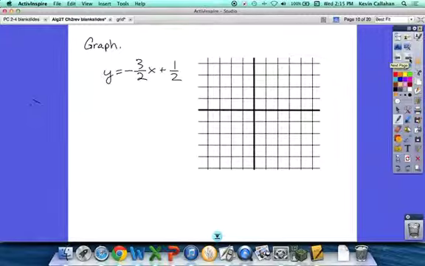Graph a line. Again, this could have been a quiz question, right? Graph a line which is already in slope-intercept form. The first point is the 1/2, right? The first step would always be to do that right there. 1/2 right there. And then use the slope to find another point on the line.